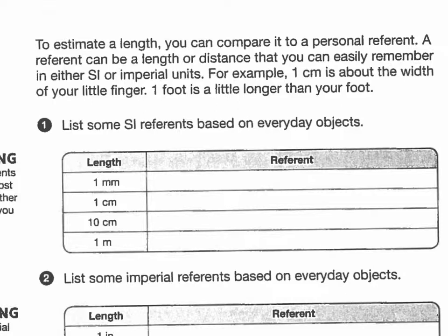List some SI reference based on everyday objects. So 1 millimeter might be the thickness of a fingernail. Does that make sense? So not the width of your finger, but the thickness of the fingernail. Centimeter, that one might be the width of your finger. And you can name some other reference for 10 centimeters, 1 meter, 1 inch, 1 foot, and 1 yard.